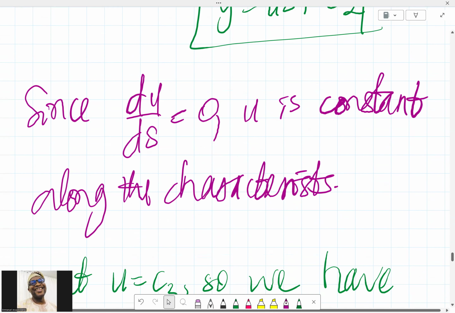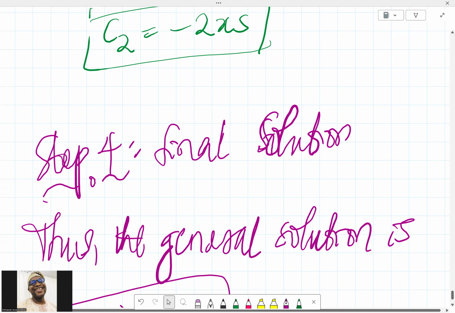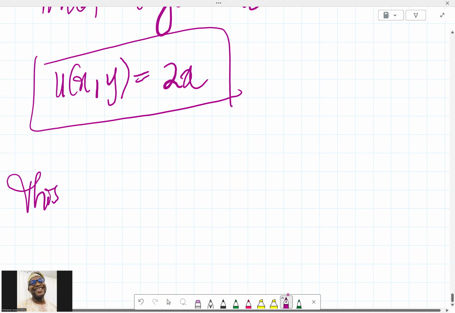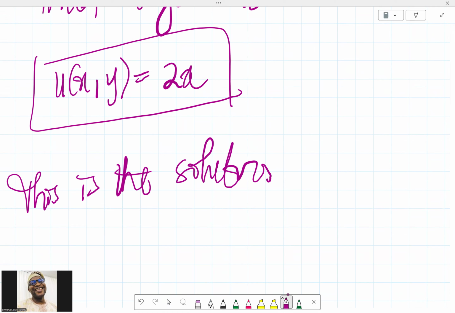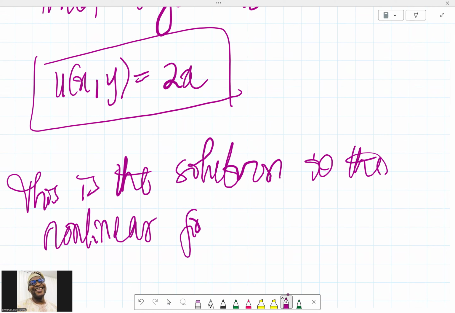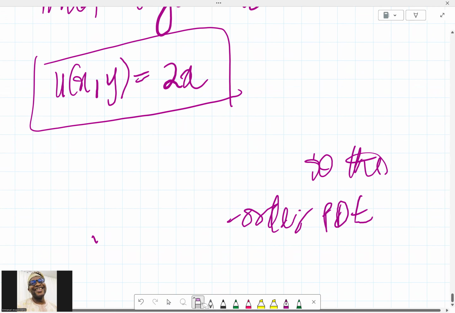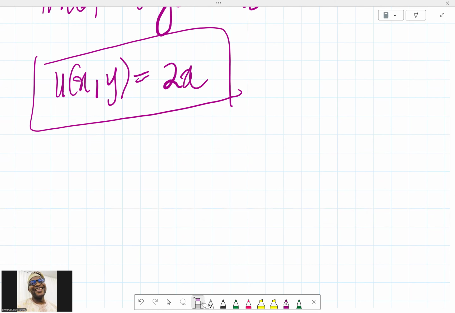Okay, so u of x, y is equal to 2x. So this is now the solution to the nonlinear first order PDE. Okay, do I even have to say that? I mean, that's what we're looking for. We've said it that u of x, y equals 2x, right?